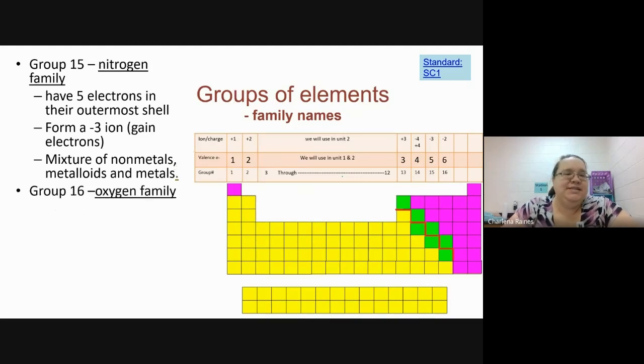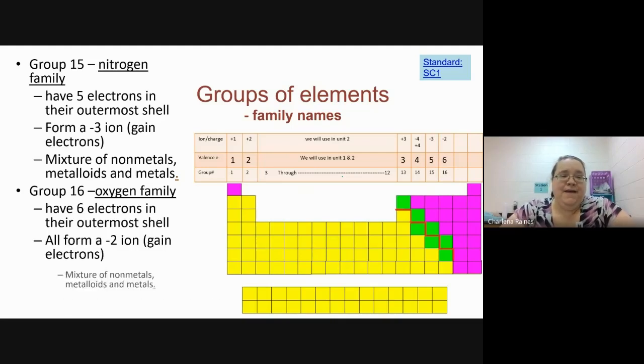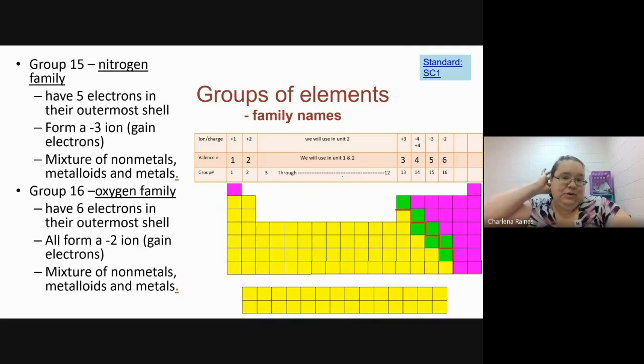Group 16, this is the last of the ones where the names match the group leader, and that's the oxygen family. Oxygen has 6 valence electrons. It is 2 away from being stable, so we notice that the oxygen family all tends to form -2 charges. It is, again, a mixture of metals, nonmetals, and metalloids. There's really only one metal in that family, but, you know, it's there. Might as well think about it.